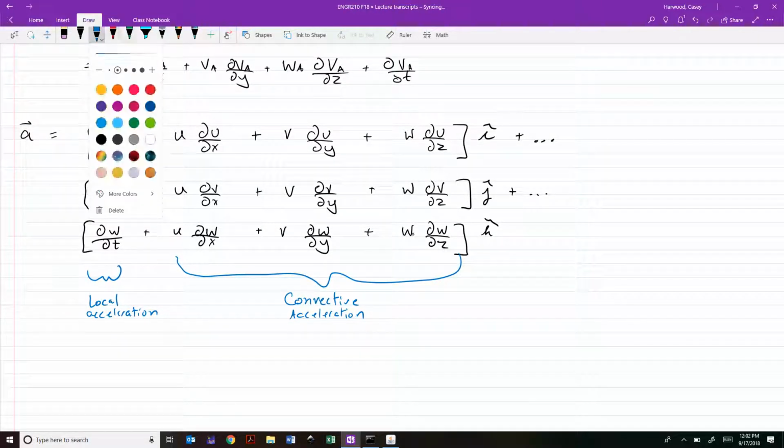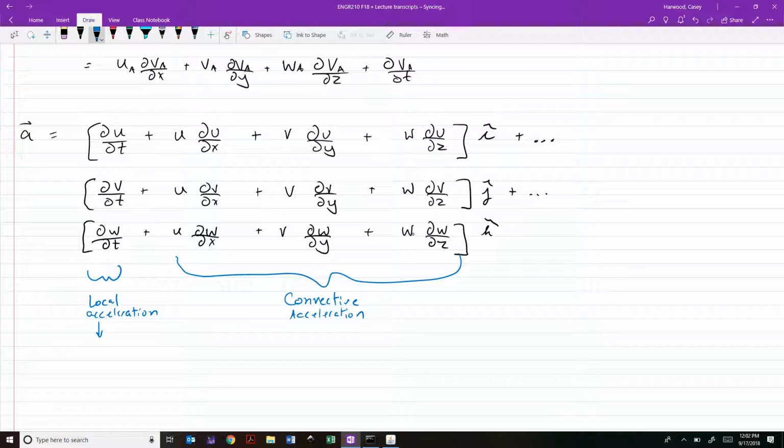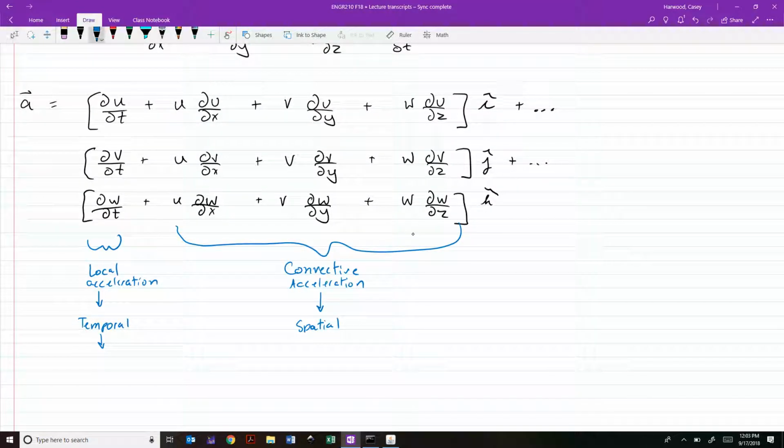Where, again, this local acceleration can be thought of as our temporal or time variation. And this here is our spatial variation. And again, coming back to our basics, this here represents Eulerian unsteadiness, and this here represents purely Lagrangian unsteadiness. So those are the interpretations of the local and convective acceleration components.